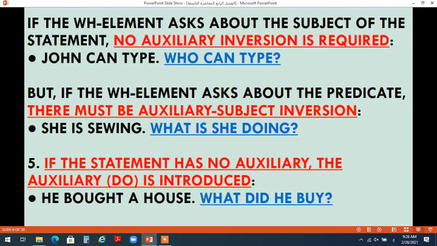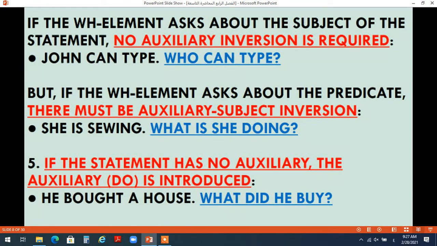But if the WH element asks about the predicate, there must be auxiliary subject inversion. So if the question is about any other element of the sentence except the subject, we must apply the auxiliary subject inversion rule. For example, she is sewing. And if we want to ask about the thing that she is doing, we have to use the question word what. So the WH question will be like this: what is she doing? Again, we have used the WH question word what, followed by the auxiliary verb is, followed by the subject she, and followed by the thing that we are asking about, which is what is she doing. And of course we have to put a question mark at the end. So here we have a WH question.